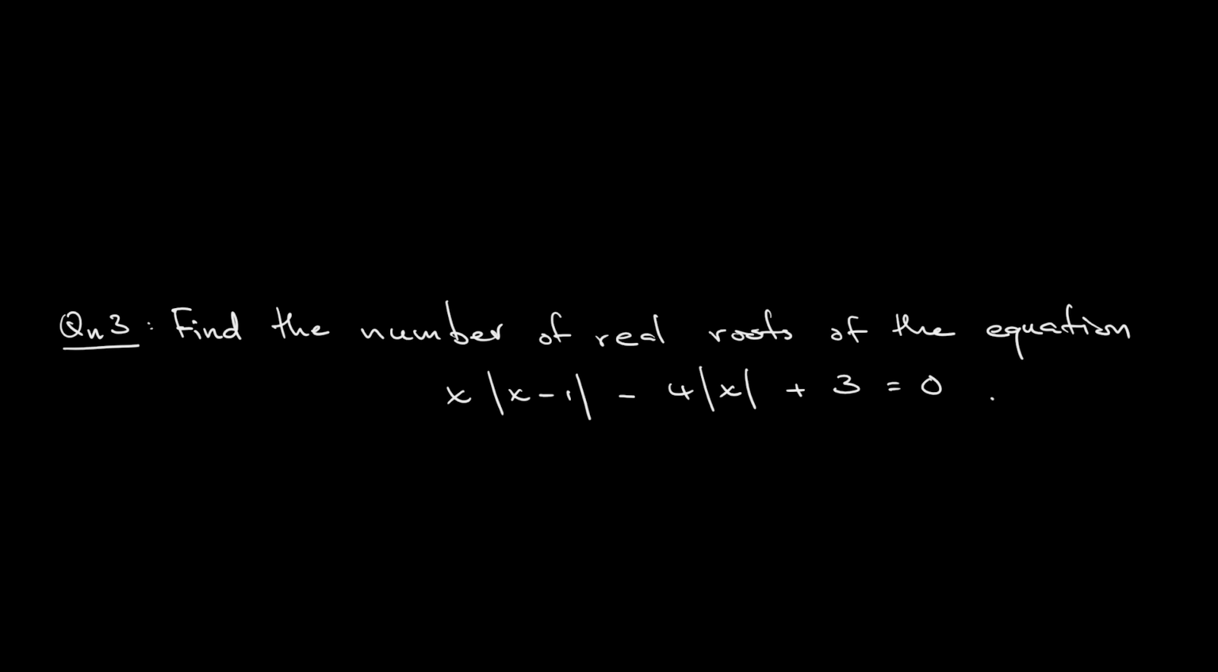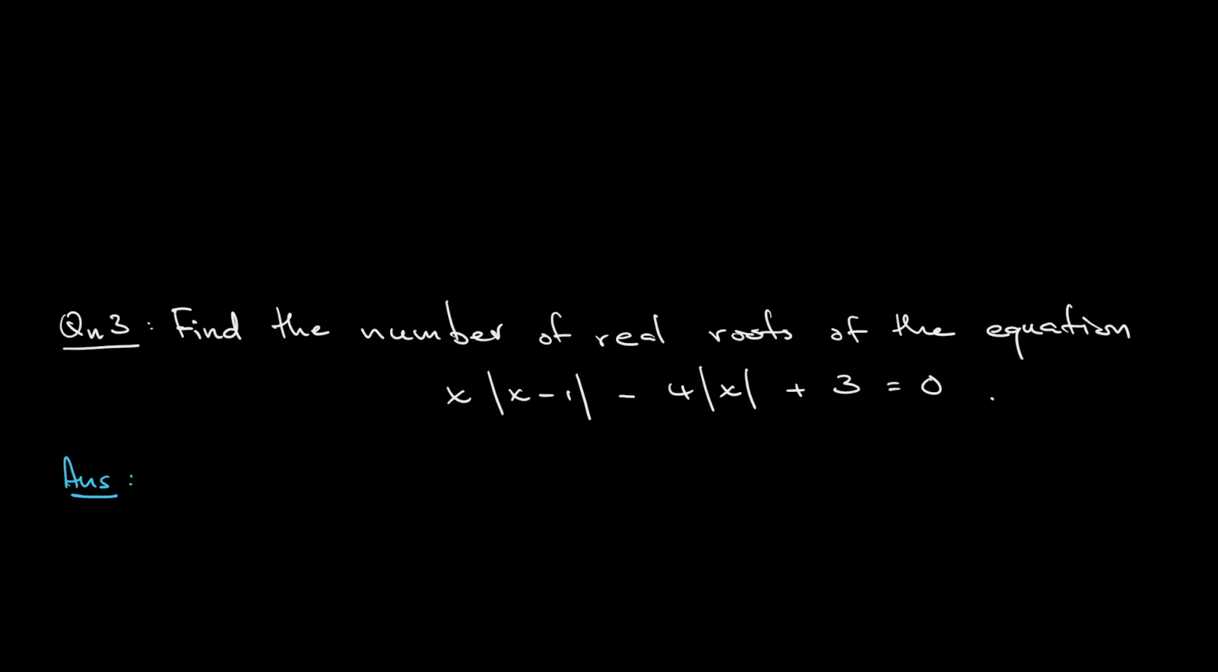Question 3, the question says, find the number of real roots of this equation. So the equation is made complicated because it consists of absolute value. So x multiplied by the absolute value of x minus 1, minus 4 multiplied by the absolute value of x plus 3, is equal to 0. Okay, so let's try together.